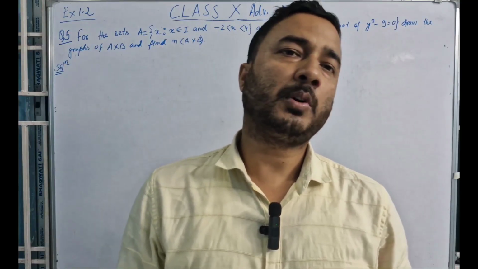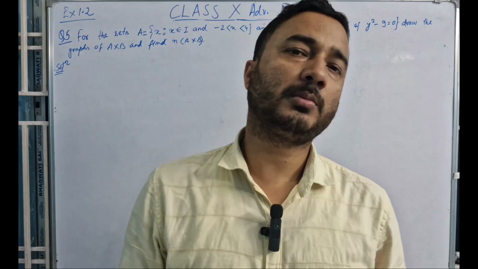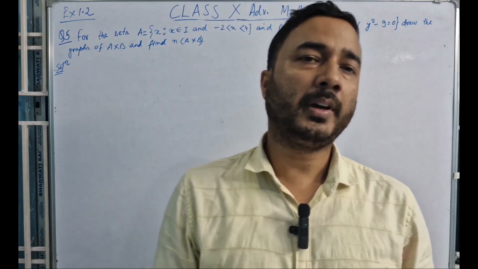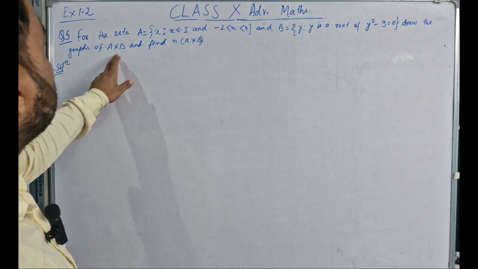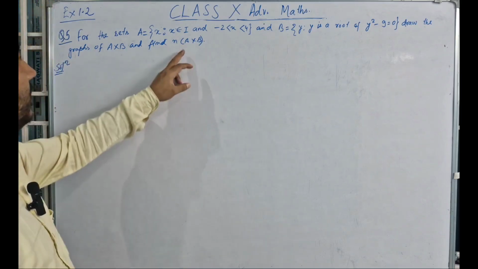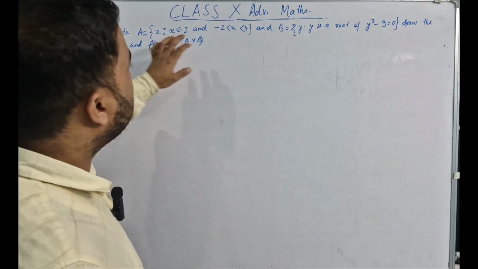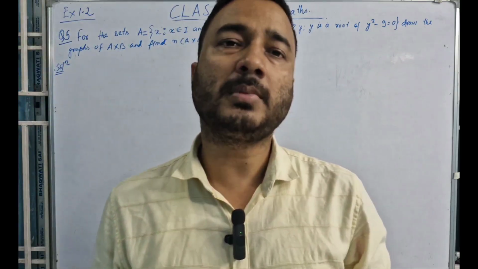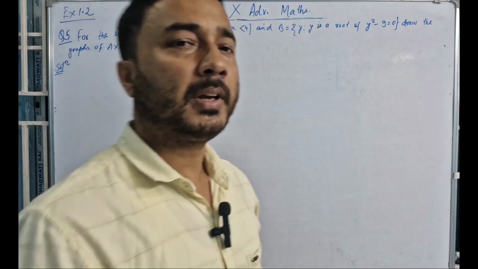We were discussing class 10 advanced maths exercise 1.2 and we have discussed up to question number 4. Today we will be discussing question number 5, where two sets A and B are given and we have to find A cross B and the number of elements in the set A cross B. Here the sets A and B are not directly given. That means the elements of the sets A and B are not known to us, but we have to find them. The sets are given in set builder form.